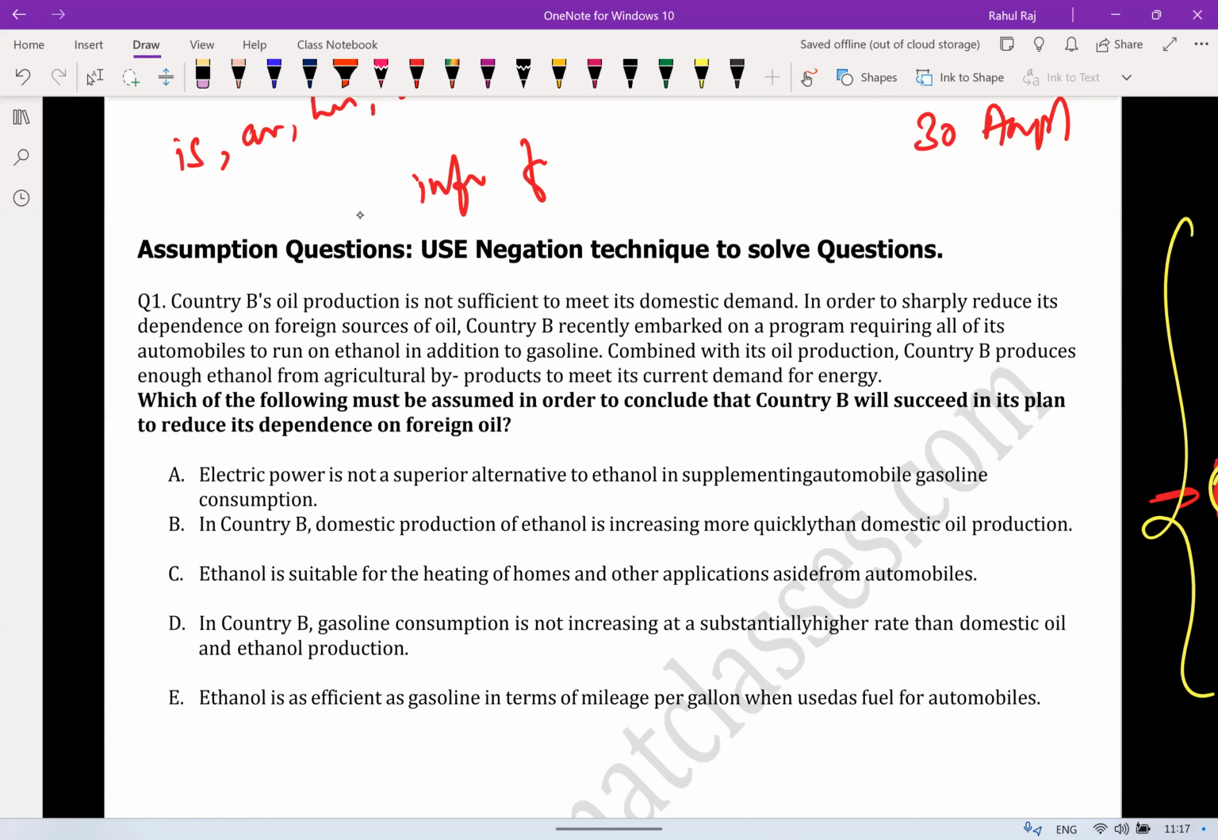One question I have, Rahul. Yes, please. Someone just mentioned blending, but here nothing about blending is mentioned. We cannot infer or assume that there is some blending or not. It can run on ethanol or it can run on gasoline. We don't care. It can run on a blend of ethanol and oil. That's what countries like Brazil are doing. That is what we know, but it's not mentioned in the question. That does not matter to you at all.